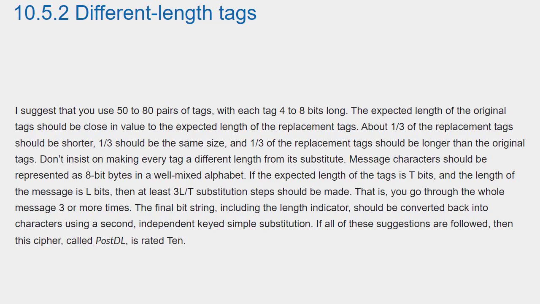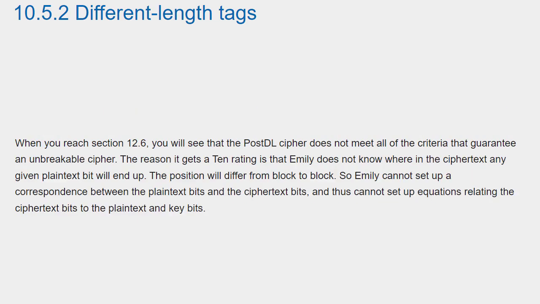Message characters should be represented as 8-bit bytes in a well-mixed alphabet. If the expected length of the tags is T bits and the length of the message is L bits, then at least 3L over T substitution steps should be made. That is, you go through the whole message 3 or more times. The final bit string, including the length indicator, should be converted back into characters using a second, independent keyed simple substitution. If all of these suggestions are followed, then this cipher, called POST-DL, is rated 10.